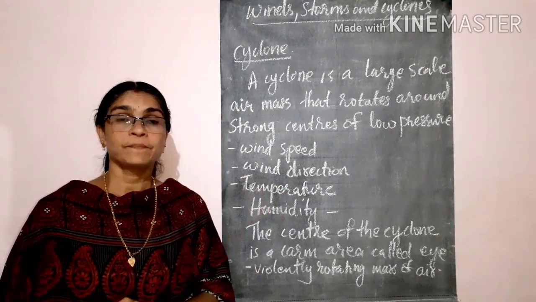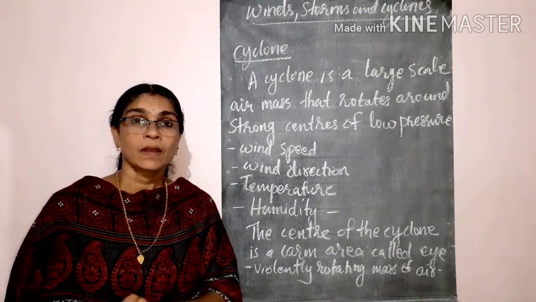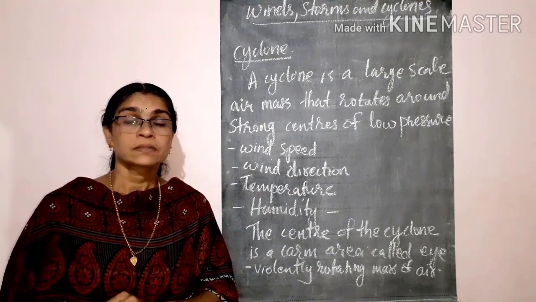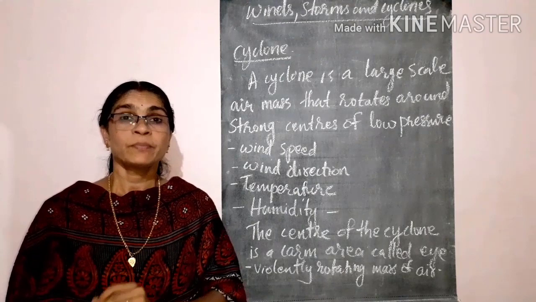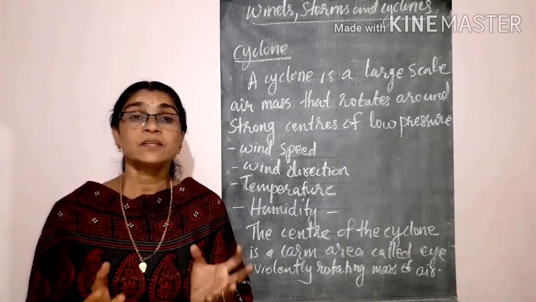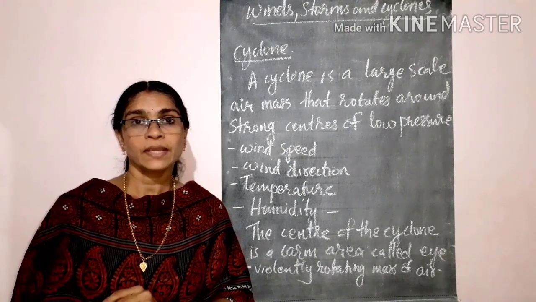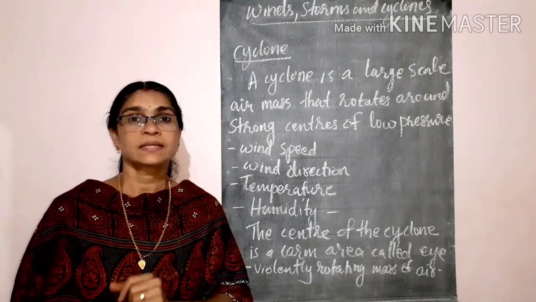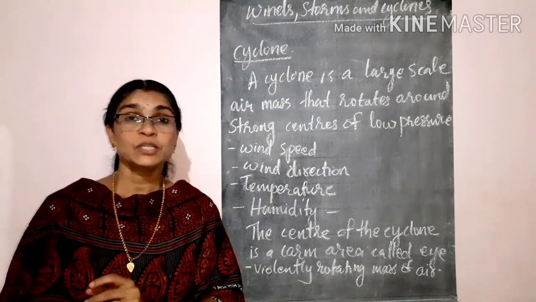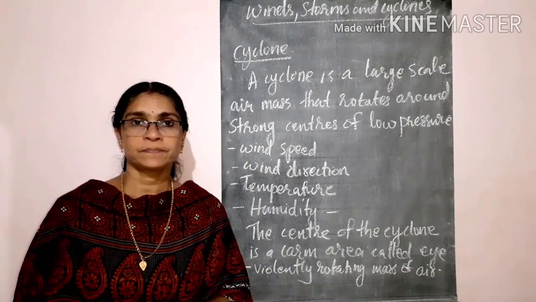Here we can see a cyclone causing the formation of high-speed wind with low pressure. Thus, a thunderstorm changes into a cyclone.